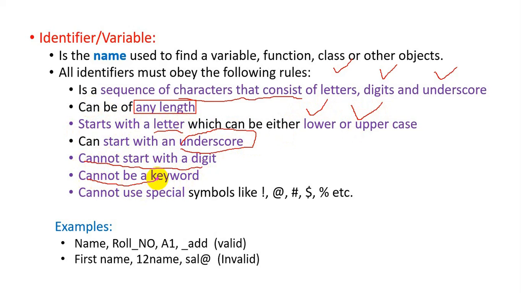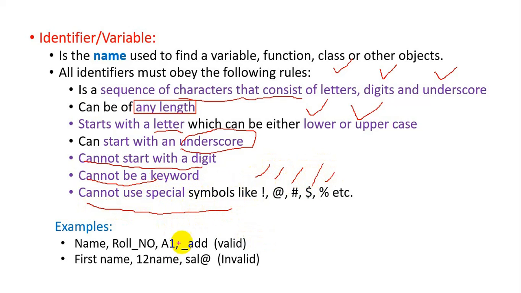We discussed that there are 33 keywords. The keywords cannot be used as an identifier. That means the name for a function, variable, class, tuple, list, set, or dictionary cannot be a keyword. We also cannot use special symbols like exclamation, at symbol, hash, dollar, and percentage in the identifier name.